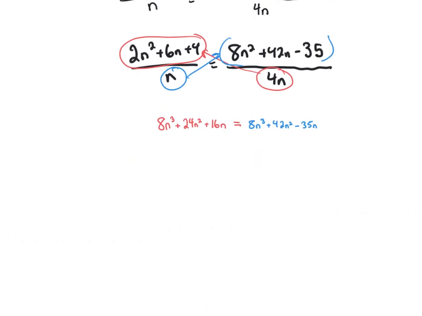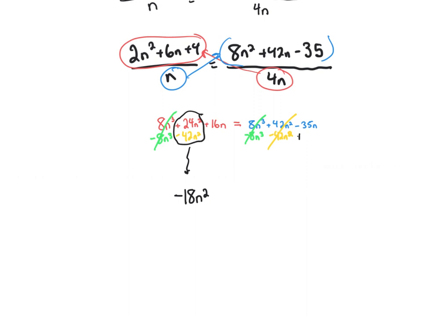Okay, so now let's just start putting things together. So let's subtract 8n cubed from the right side, subtract 8n cubed from the left side. Well, that was nice. Okay, so let's keep going. How about we subtract 42n squared from the right side, subtract 42n squared from the left side. Well, what's that going to give us here? 24 minus 42, right? That's negative 18n squared. Okay, so that took care of that piece right there.